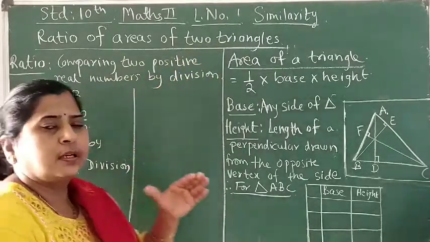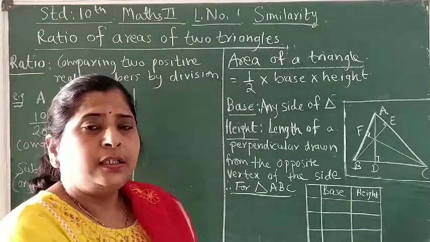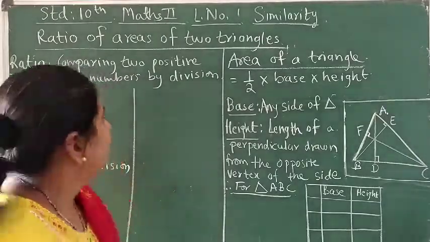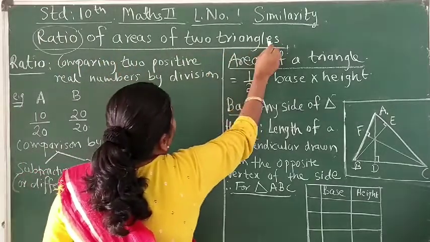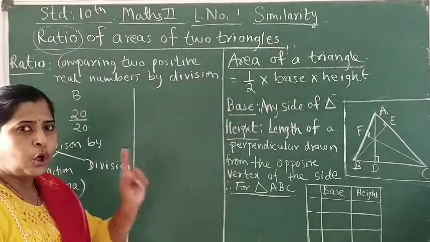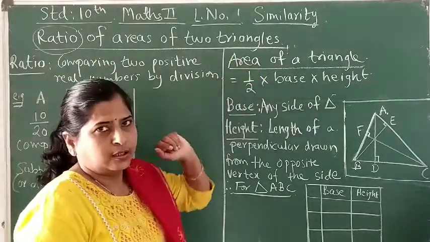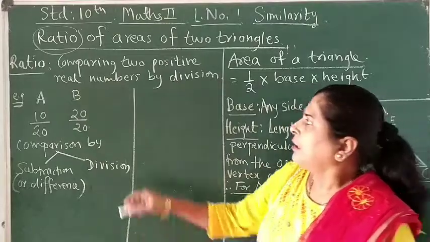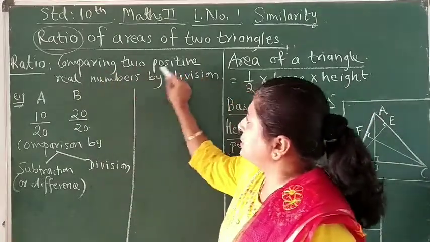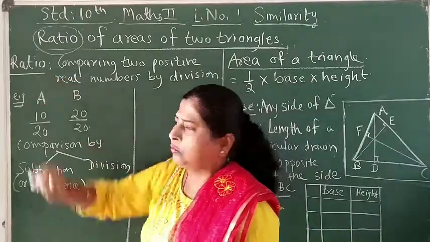Here we know certain basic concepts. Let's recall those basic concepts. Here we are using two words. The first word is ratio and the other word is area of two triangles. So let's recall these two concepts, ratio and area of a triangle. Let's go for what is the meaning of ratio. Comparing two positive real numbers by division is called a ratio.